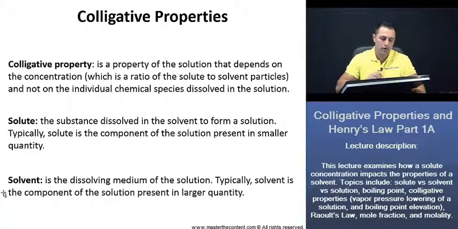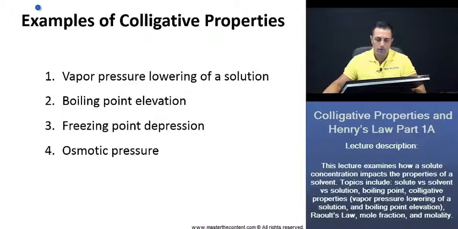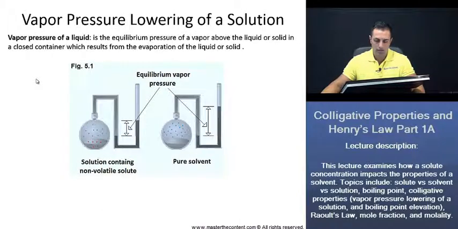Now, let's move to our next slide, and we can elaborate here a little bit more. Examples of colligative properties. Here, we're going to first generalize, and then we'll talk about each specific colligative property on the coming slides. Beginning here, the vapor pressure lowering of a solution, boiling point elevation, freezing point depression, and osmotic pressure. Thus, the amount of solute that is present in the solvent, in the solution, impacts all of these properties. Great. Now, let's begin first with the vapor pressure lowering of a solution.